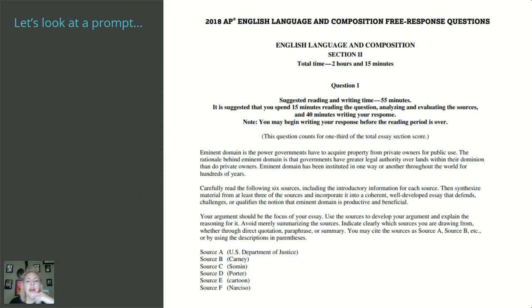Okay. And then they tell you to carefully read the following 6 sources, then synthesize material from at least 3 of the sources. And remember that it will say that develops your position on whether eminent domain is productive and beneficial. So that's what the standard wording will look like now. Develop your position on whether eminent domain is productive and beneficial. Okay. And then you see at the bottom there, so remember that third paragraph will be gone. It will no longer be there.